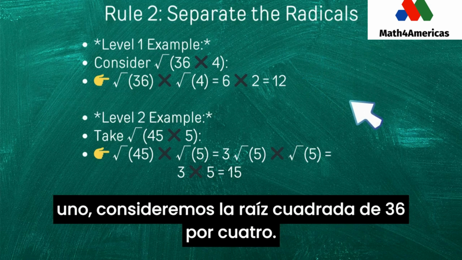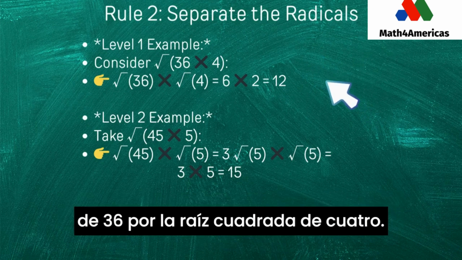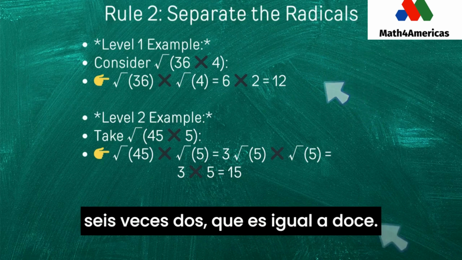Next, let's separate the radicals when multiplying. For level 1, consider the square root of 36 times 4. Separate the radicals to get the square root of 36 times the square root of 4. Simplify each square root to get 6 times 2, which equals 12.